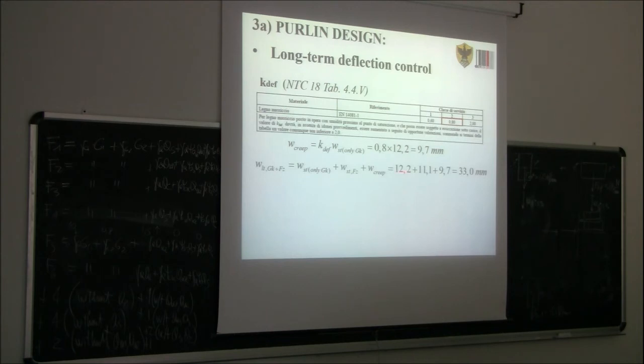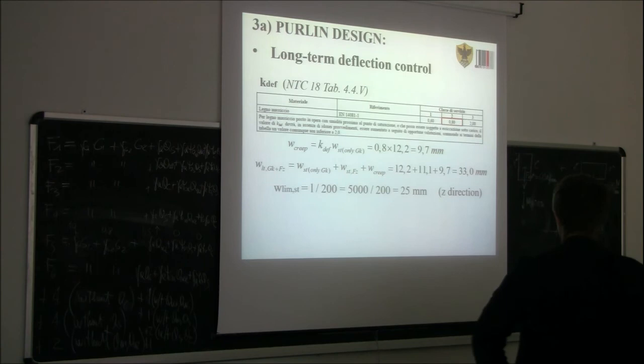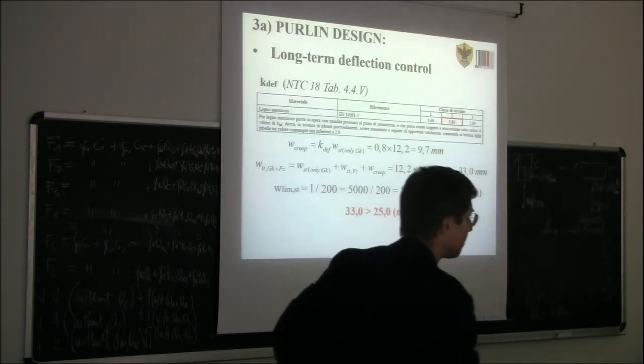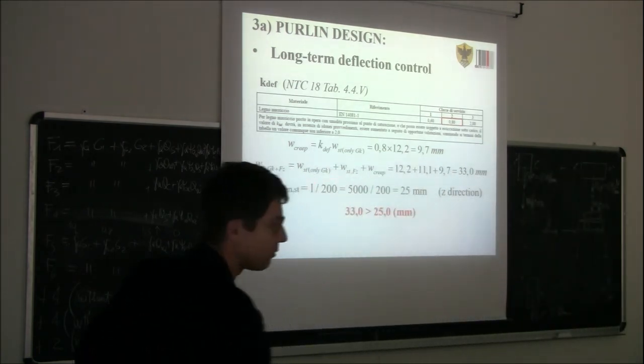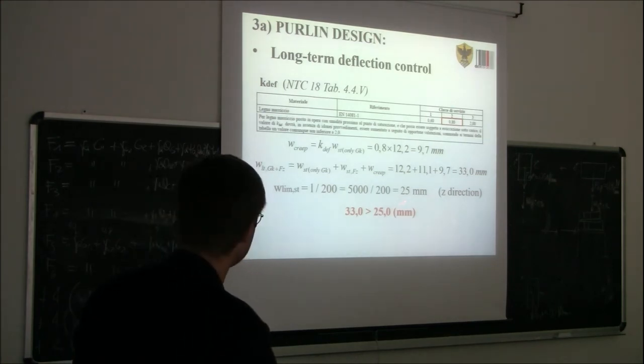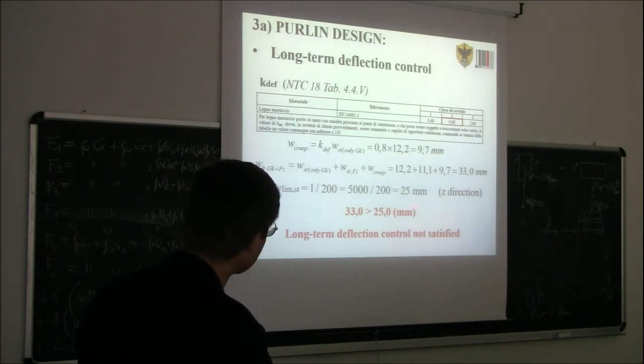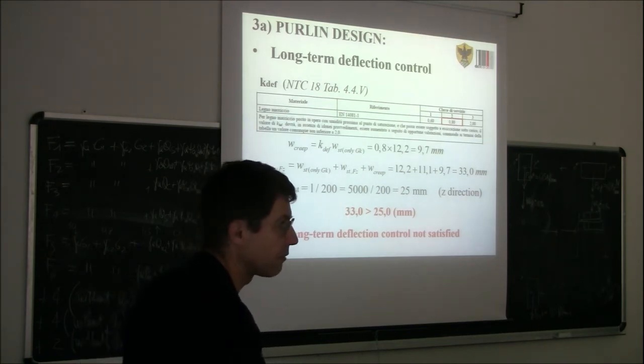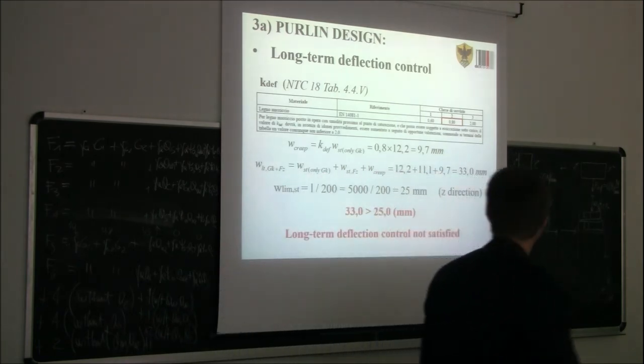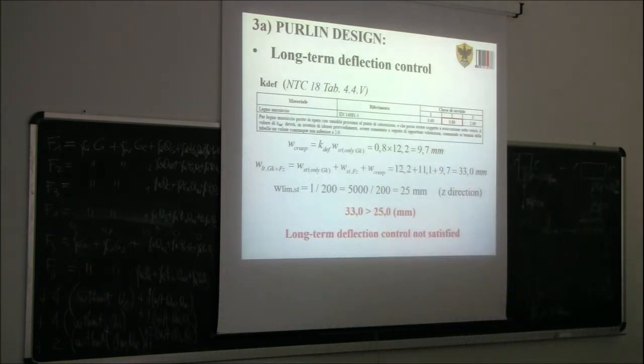Now we sum all these deflection components: 12.2 plus 11.1 plus 9.7, 33 millimeter of total deflection. We need to compare this 33 millimeter of total deflection with the limit of the span length over 200, which is 25 millimeter. So, as you can see, 25 is the limit, 33 the value, so the long-term deflection control is not satisfied in this case.